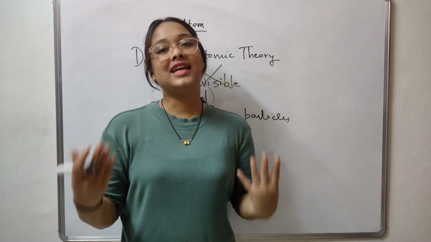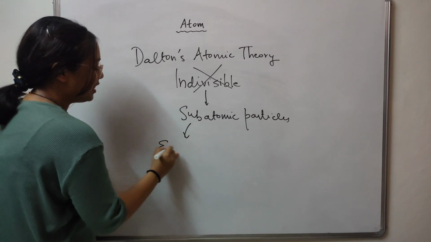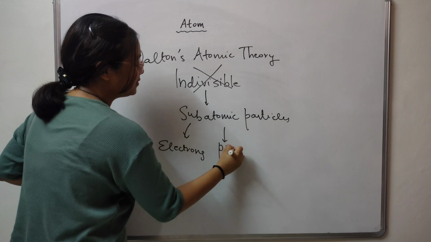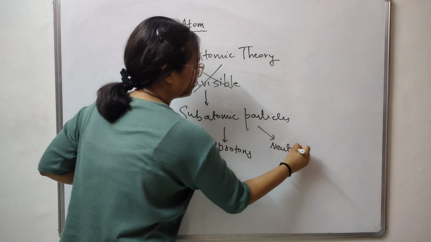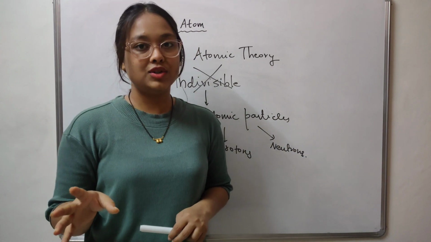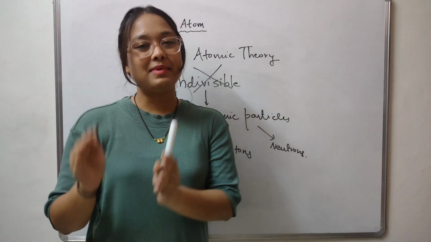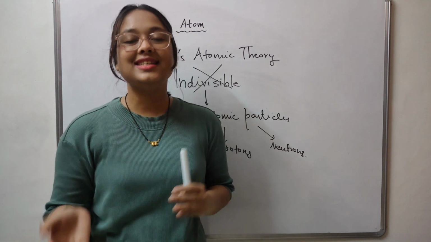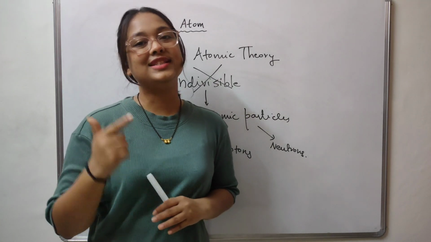With different types of experiments, 3 subatomic particles were identified, and they were called electrons, protons, and neutrons. So quick conclusion: matter is made up of atoms. Atoms are tiny building blocks of matter. Atoms are made up of subatomic particles. We have 3 subatomic particles known as electrons, protons, and neutrons.